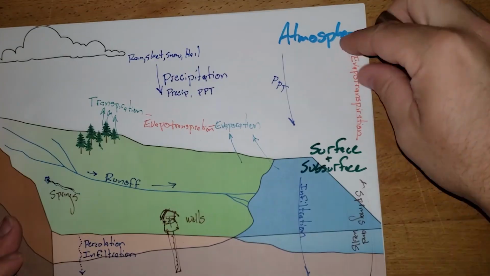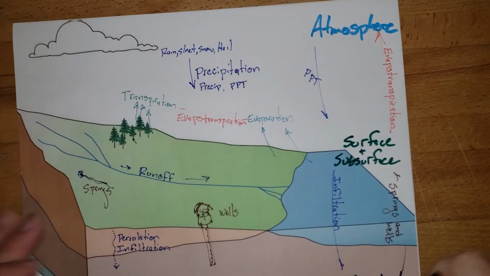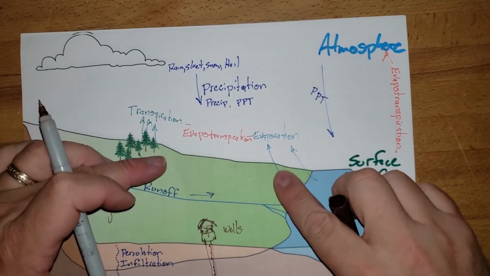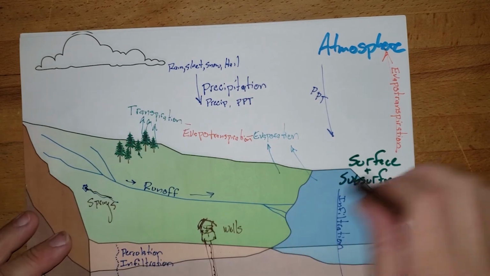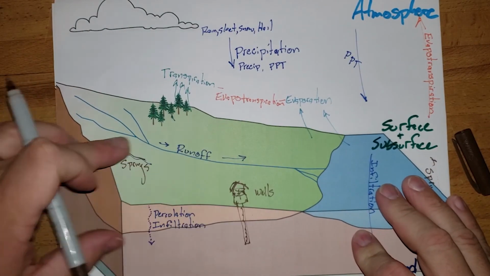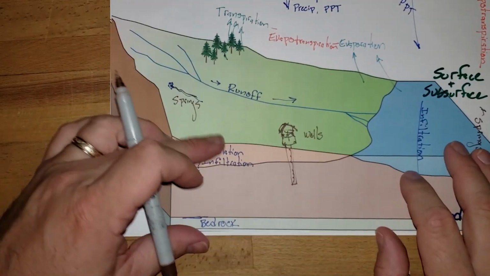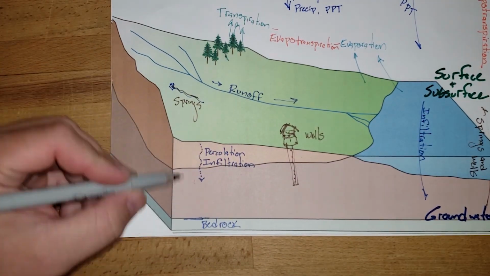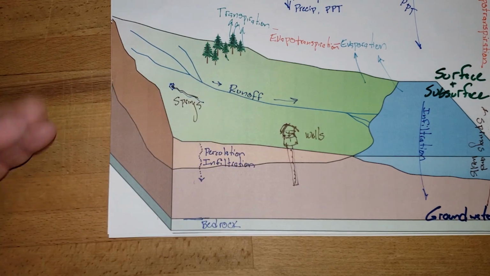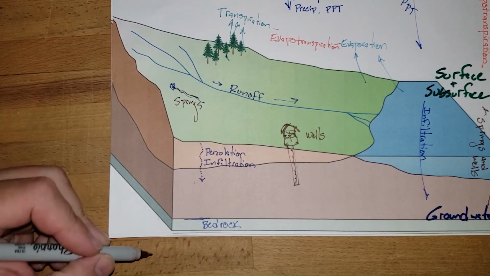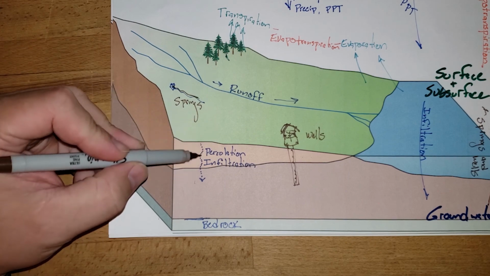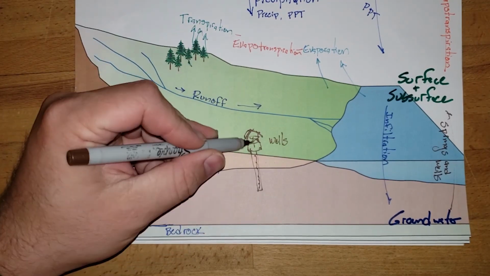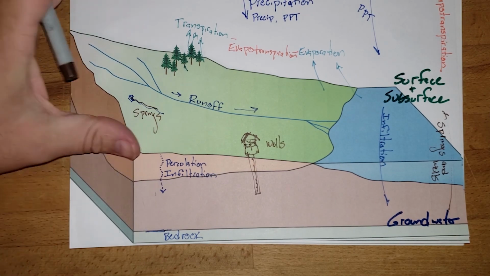Okay, so we have our atmosphere, our surface and subsurface, and our groundwater. We have precipitation coming down. We have evaporation and transpiration, or evapotranspiration, coming up. We have runoff going from spot to spot. We have infiltration of the water coming from the surface down and filling in the voids, the empty spots in between all of the soil particles. Infiltration builds our groundwater. And then to get the water back up, we do that through our wells or naturally through our springs.